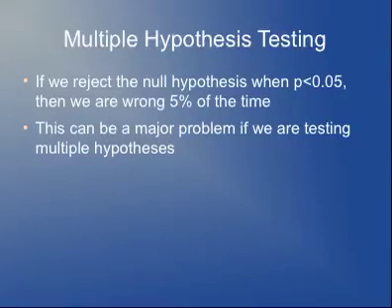And a problem that we can have when we test multiple hypotheses is that if we reject the null hypothesis when p equals 0.05 for each test, and we're wrong 5% of the time, this can cause us to publish or report data that actually isn't significant. So it's a major problem when we're testing multiple hypotheses.